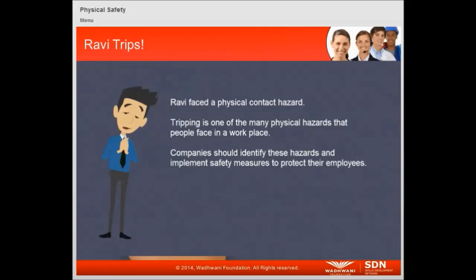Tripping is one of the many physical hazards that people face in a workplace. Companies should identify these hazards and implement safety measures to protect their employees. Let's see the various physical contact hazards and the safety measures used to avoid them.